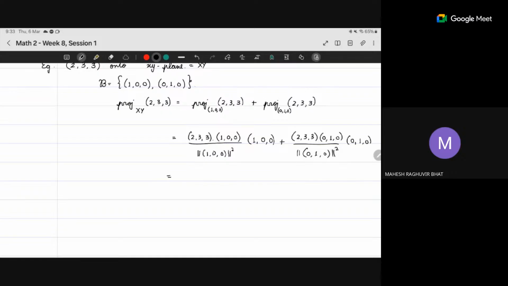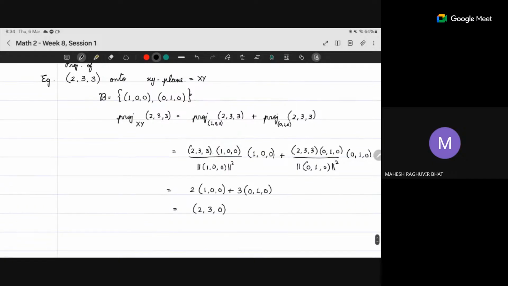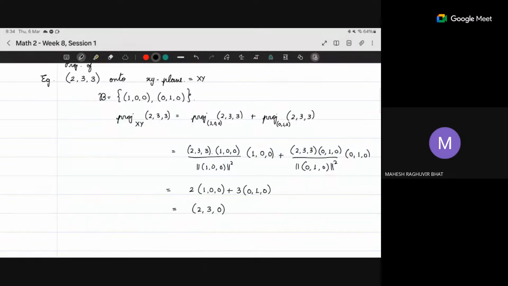What is the inner product of (2, 3, 3) with (1, 0, 0)? That's just 2 times (1, 0, 0) plus 3 times (0, 1, 0). This is (2, 3, 0). Is this fine? Is this okay? Yes.